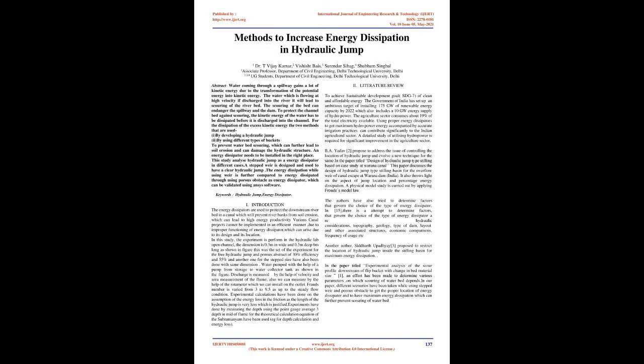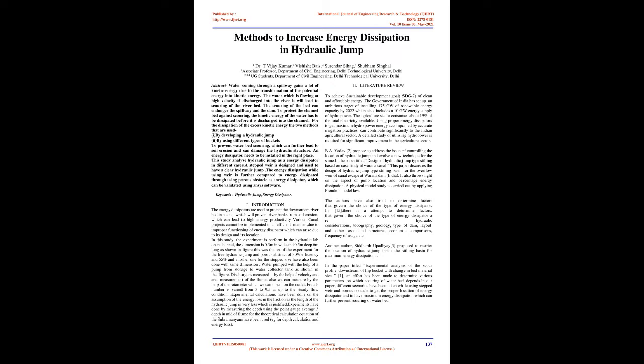Methods to increase energy dissipation in hydraulic jump. Abstract: water coming through a spillway gains a lot of kinetic energy due to the transformation of potential energy into kinetic energy. The water which is flowing at high velocity, if discharged into the river, will lead to scouring of the river bed.